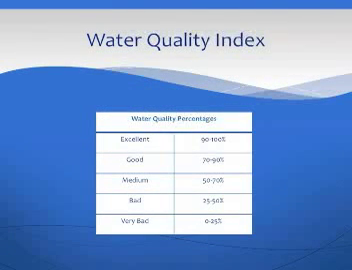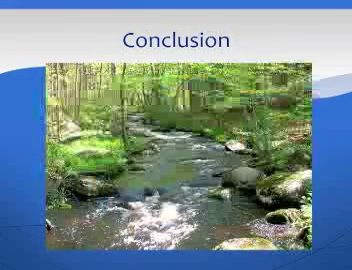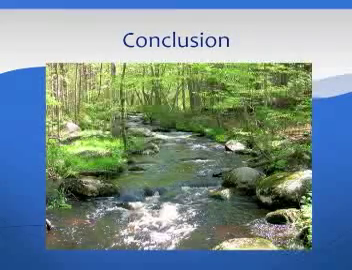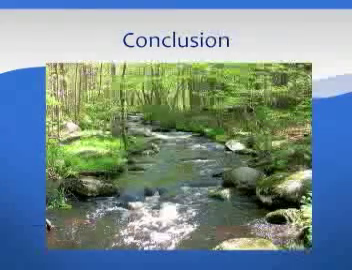That's pretty good water there. Just like in a classroom, excellent is the A range, 90 to 100. Good water, like what we just had, is 70 to 90%. Medium, 50 to 70. Bad, 25 to 50. And very bad, 0 to 25%. And that is the water quality index. The water quality index is a good indicator of overall stream health.